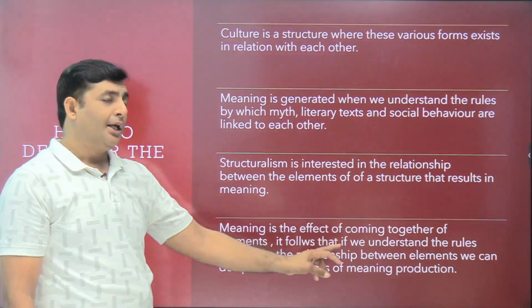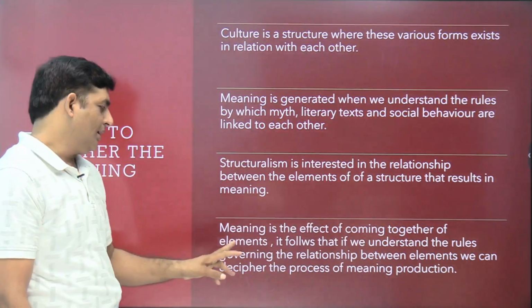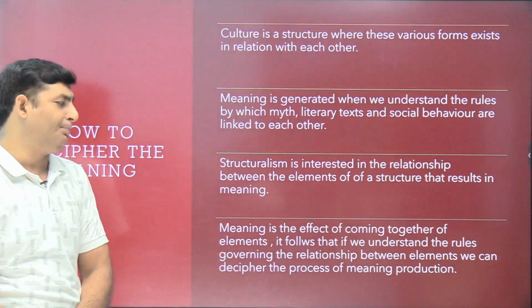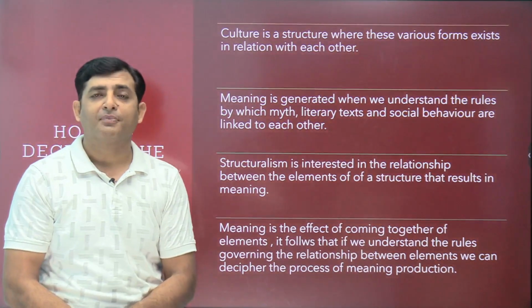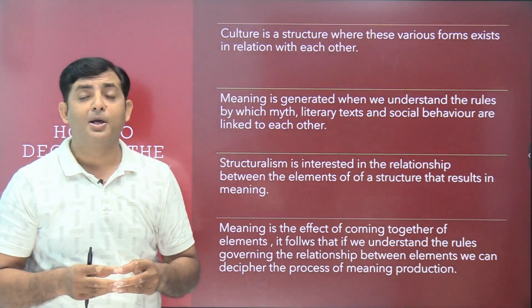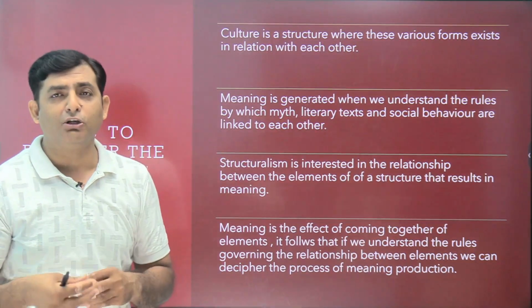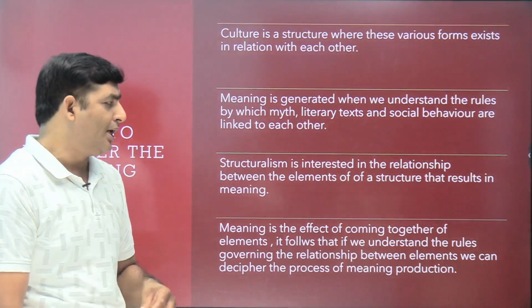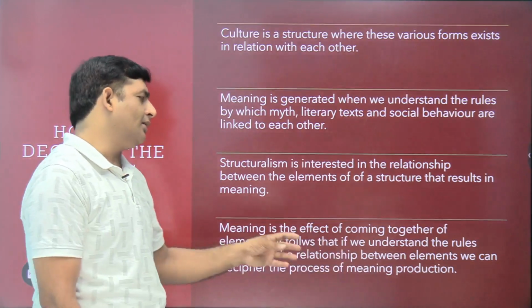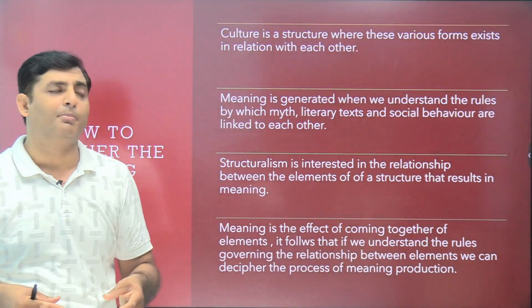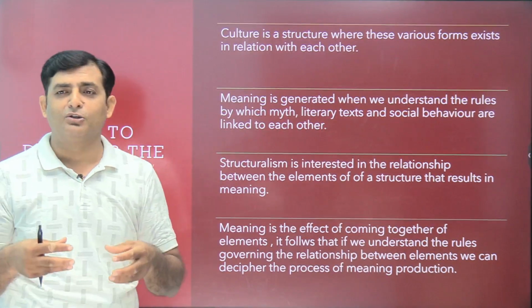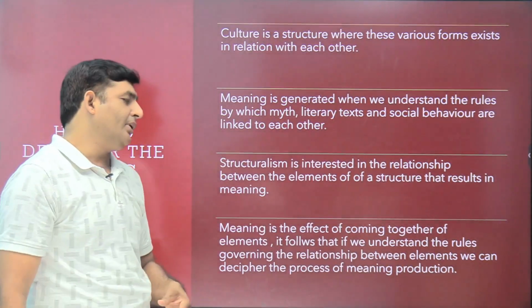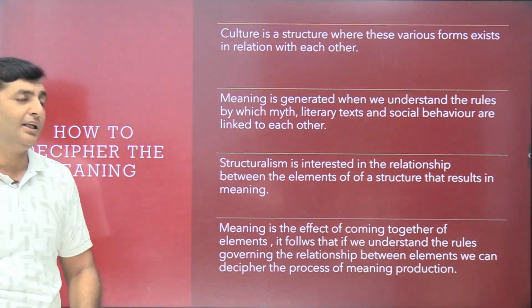It follows that if we understand the rules governing the relationship between elements, we can decipher the process of meaning production, right? How is meaning produced? We can only understand the process of meaning production if we understand the rules governing the relationship between elements. What are the rules? If we know the rules governing the elements, we can decipher the process of meaning production.